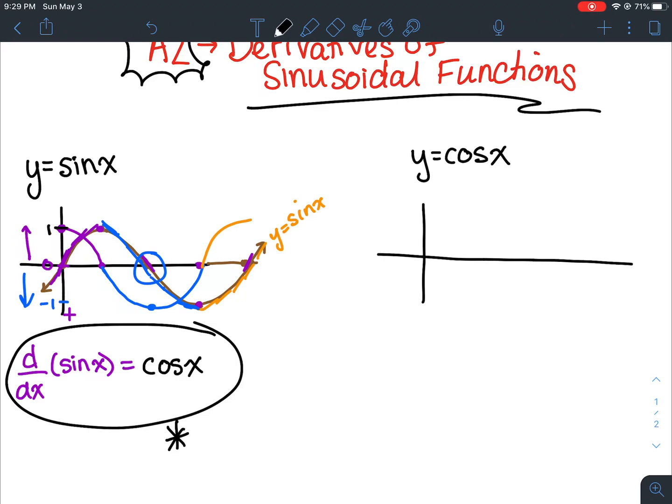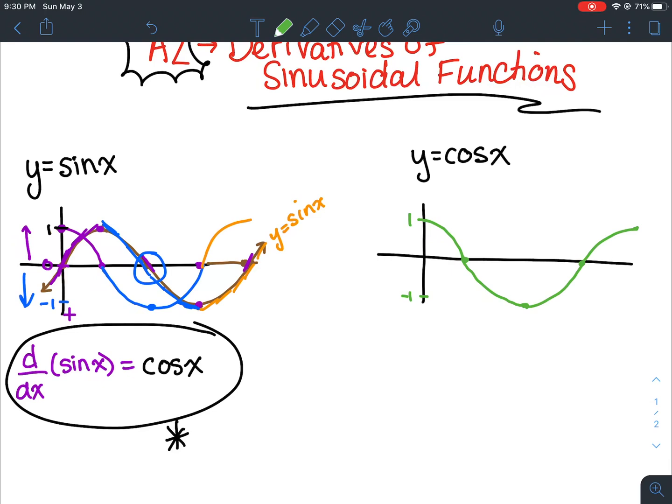Okay, pretty straightforward. Now let's look at the graph of y equals cosx. It starts at 1, then it goes down to 0, then down to -1, then back up to 0, then back up to 1, and it just keeps going. So that's what cosx looks like.